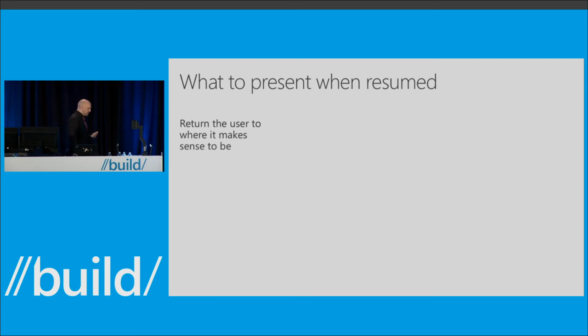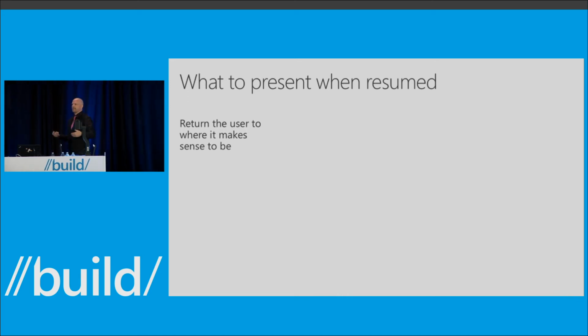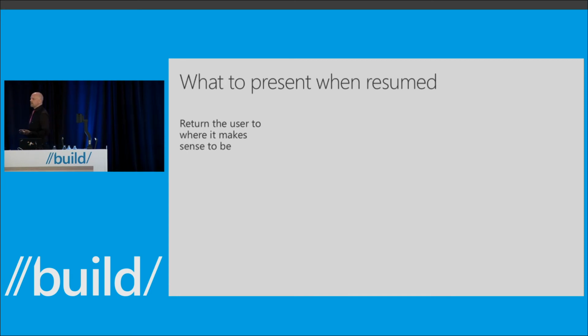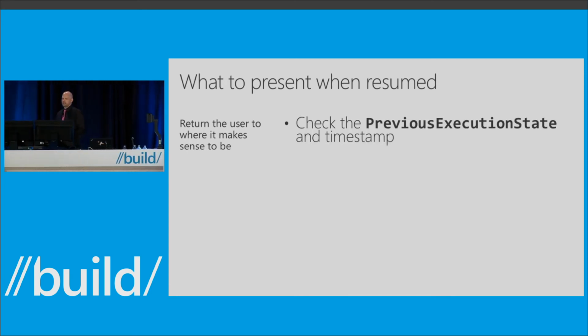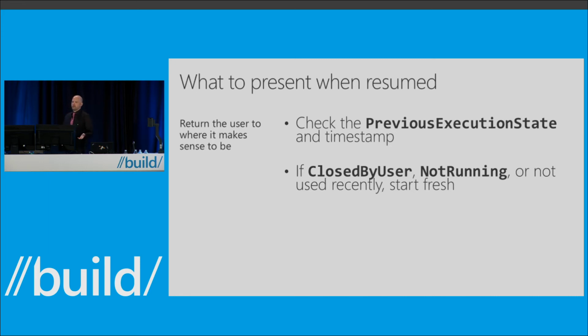So when we resume with this fast app resume, it's not always that the user wants to get back to exactly where they were. It depends on what happened to the app before it got suspended. So whenever you return, you need to check the previous execution state, and this timestamp I was talking about as well, and basically make a decision tree. If it was closed by user, or if it was not running, or the user hasn't actually used your app in, I don't know, a day, you may not want to return them to where they came from. You might want to start fresh, especially if closed by user, since they intentionally closed your app. Something went wrong and they wanted to restart it fresh.